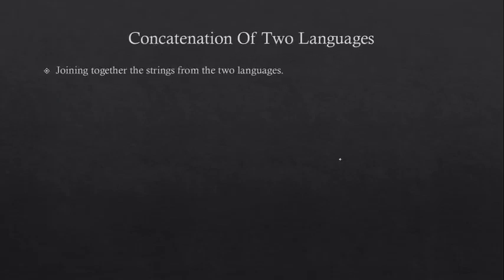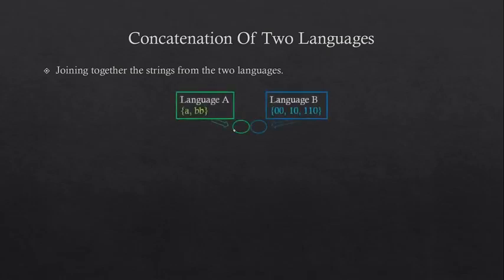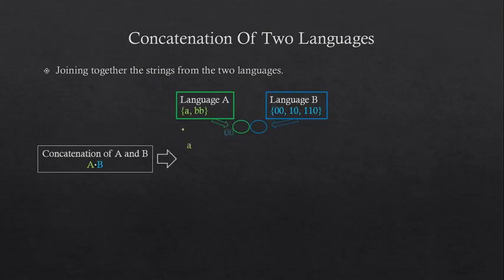Moving on to the concatenation of two languages, this is important because this is slightly new. Concatenation means joining together, so we are going to join together the strings from the two languages. So if we have a language A and a language B, we are going to take a string from language A and take a string from language B and join them together. We have already seen how to join two strings or concatenate two strings in our last lecture. To find out the entire concatenation set of A and B, we'll have to take all possible combinations of all the strings of these two sets.